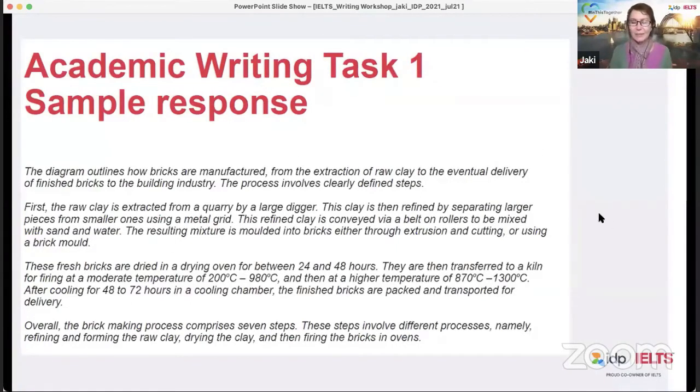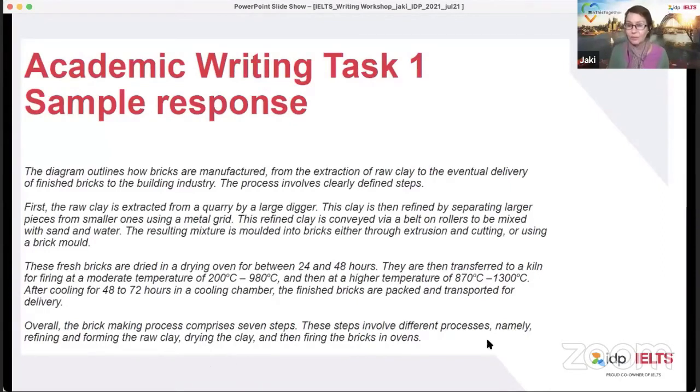So then we just describe all the steps. So first the clay is extracted by a large digger, then refined by separating larger pieces from smaller ones using a metal grid. So we're just describing each thing. The refined clay is conveyed via a belt on rollers to be mixed with sand and water. The resulting mixture is molded into bricks, either through extrusion and cutting or using a brick mold. So see, this is molded, is extracted. This is called passive. We use a lot of this in the process. Okay, these fresh bricks are dried. So we see we're just describing every step. Yeah, so that's how you do the process.